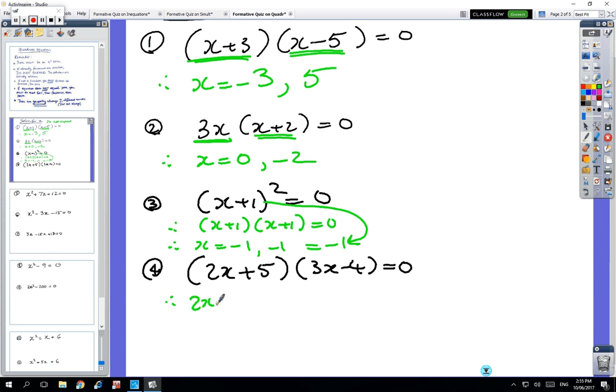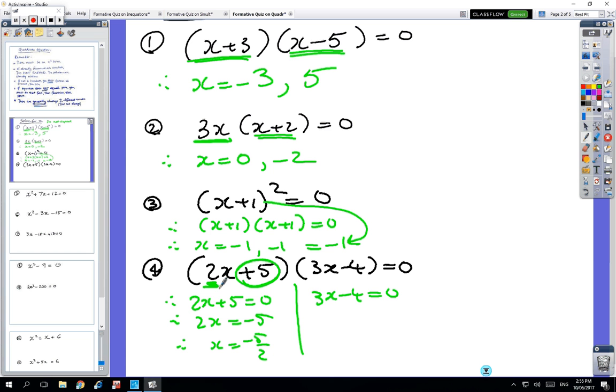Okay, and the last one, if you want to, I'll do it a bit slower. So we've got 2x + 5 = 0, or 3x - 4 = 0. So 2x = -5 and x = -5/2. So basically change the sign of the number and then divide by the coefficient. Okay, so 3x = +4, and so x = 4/3. Change the sign of the number and then divide by the coefficient.